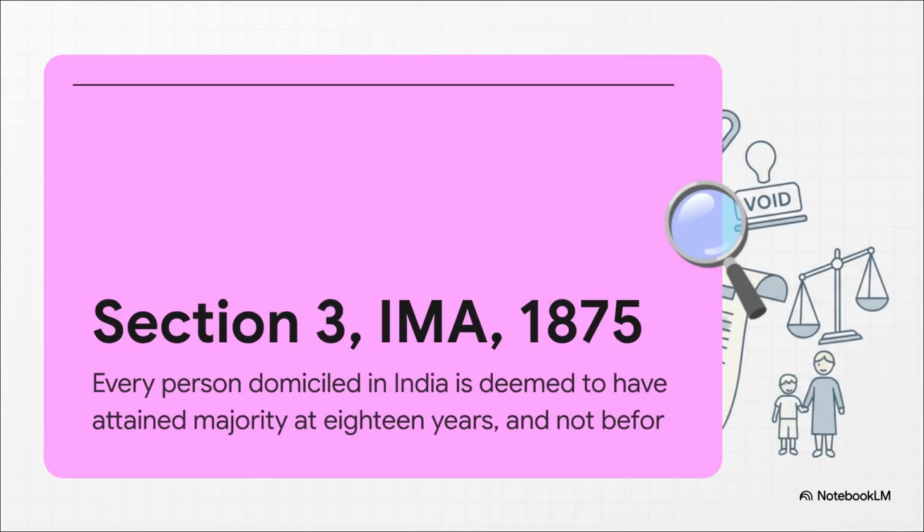Now, we turn to Section 3 of the Indian Majority Act 1875. It states, "Every person domiciled in India shall be deemed to have attained his majority when he shall have completed his age of 18 years, and not before." The implication of this section is clear and unambiguous. It establishes a bright-line rule. For the purposes of contract law in India, the age of majority is 18.